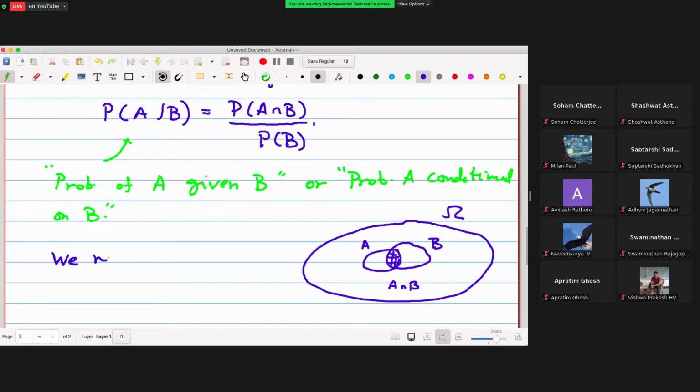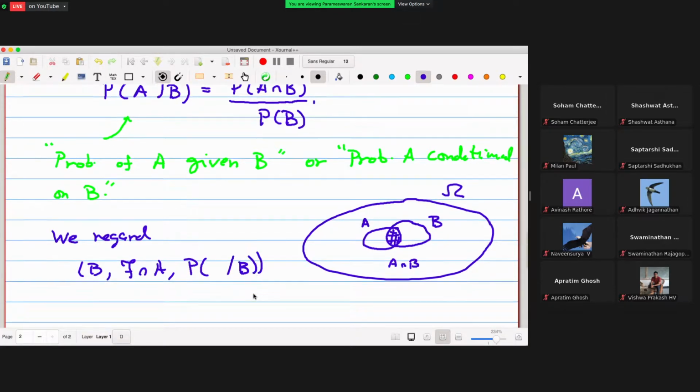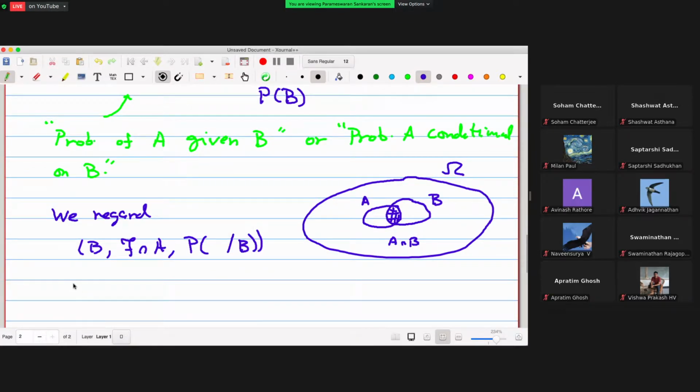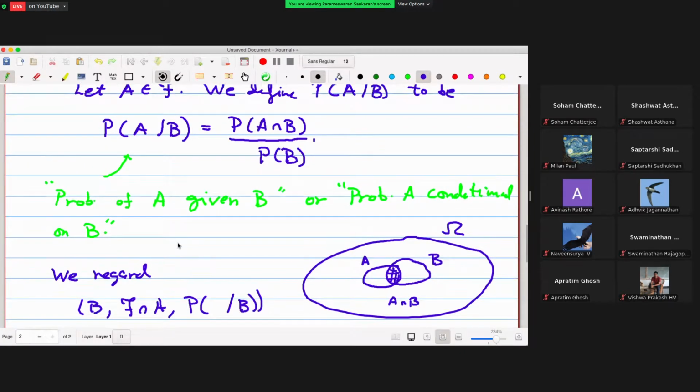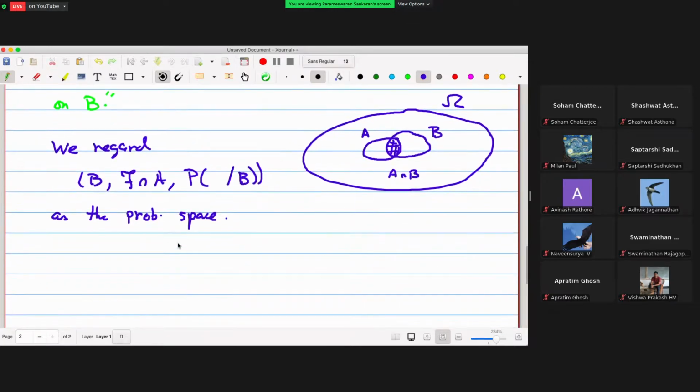So now we regard B, and then F intersection B, and P of dash given B, as a new probability space. This is a more rigorous way of saying what it is. And the interpretation, already we understand what it means.